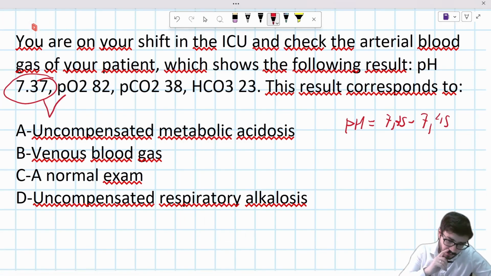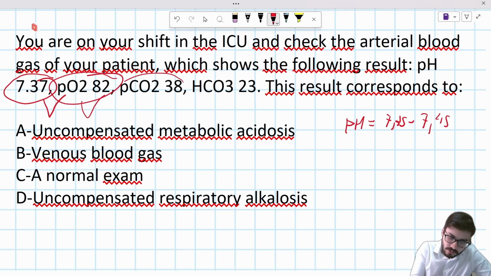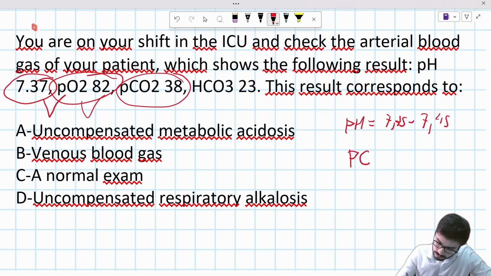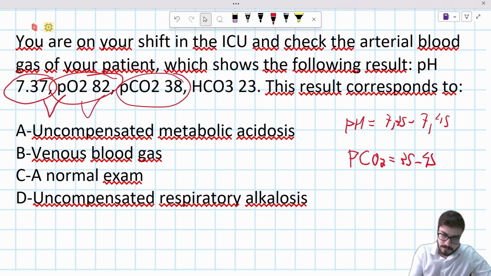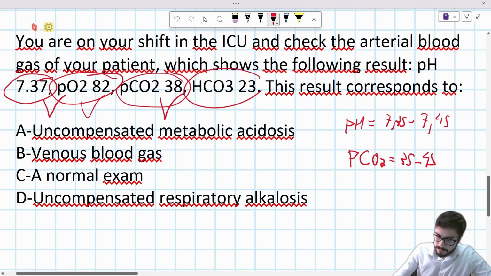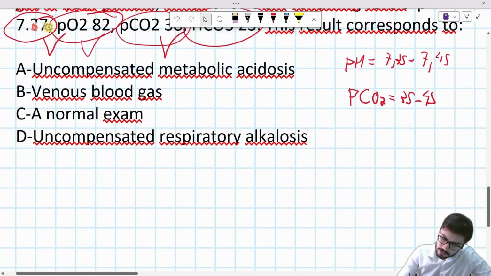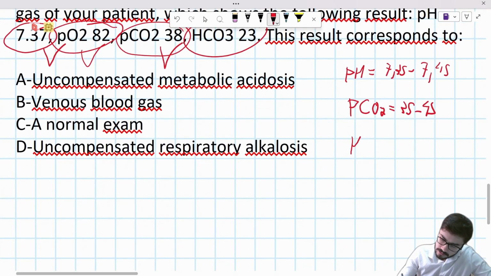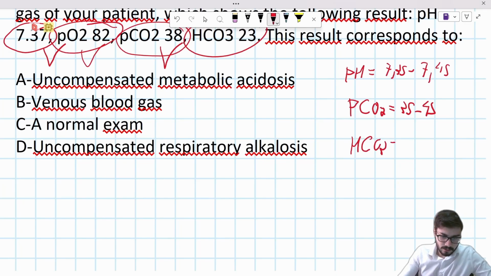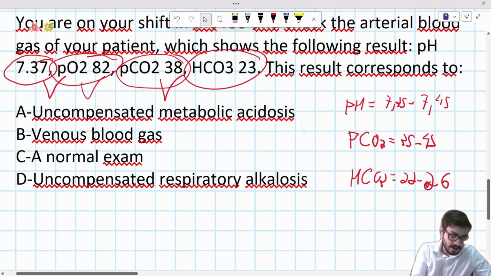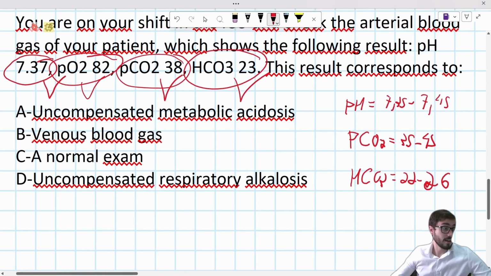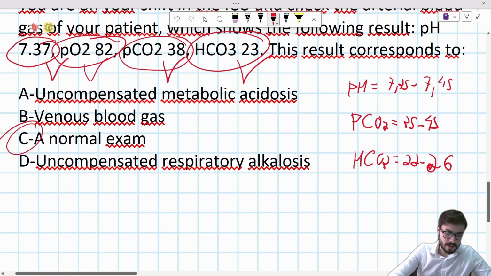Okay, the PCO2, let's remember the values. It's 35 to 45. So it's also normal. What about the bicarb? Bicarb normal values go from 22 to 26. Okay, so 23 is also normal. So this result corresponds to a normal exam, guys. Okay, there is nothing wrong here. So let's go to another question.